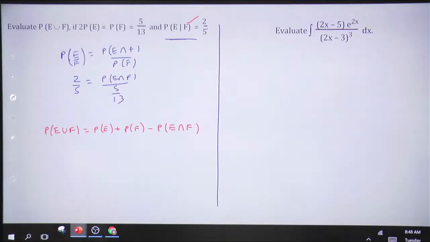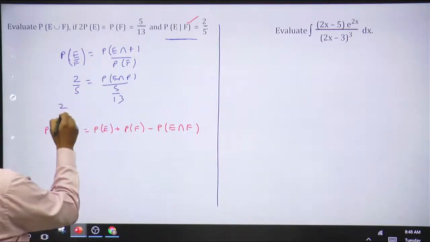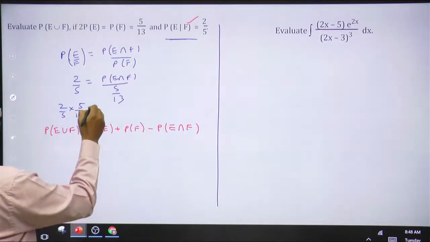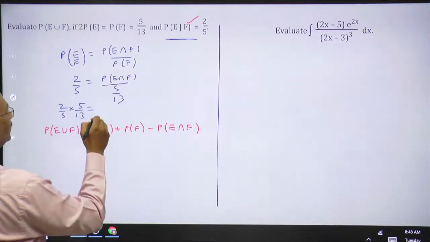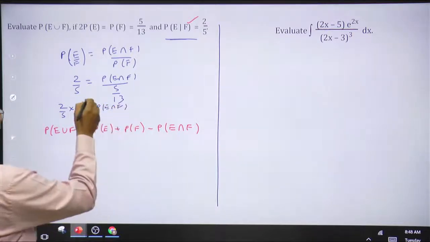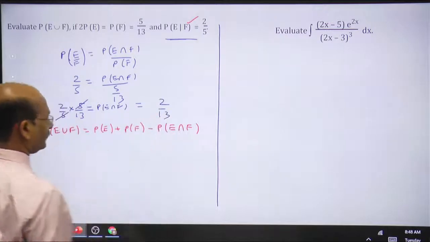Okay, fine, I think you can work it out. So I think this goes down here. So 2 by 5 into 5 by 13 is equal to P of E intersection F. I can cancel this out, so this is nothing but 2 by 13.